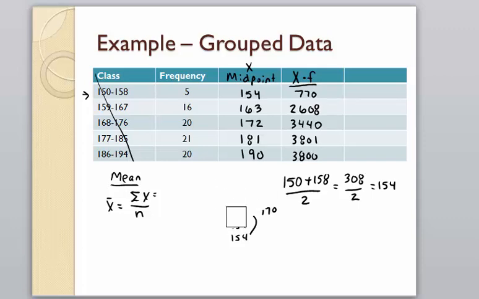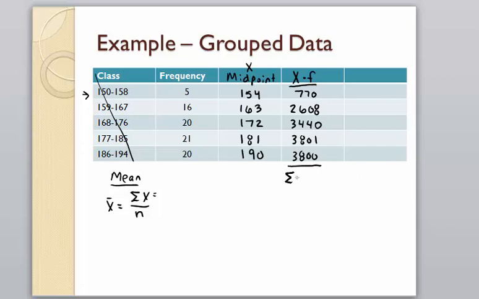Okay, so now these are the numbers that we want to add up, and that will give me the sum of my x values. I'm going to sum this column, and that will go on the top of my formula for the mean. So 770 plus 2608 plus 3440 plus 3801 plus 3800. This gives me a sum of 14,419, and that number goes here. The n value will be the sum of the frequency. That tells me how many values I have. So I'm going to add up 5 and 16 and 20 and 21 and 20, which is a total of 82 numbers. And that number will go on the bottom.